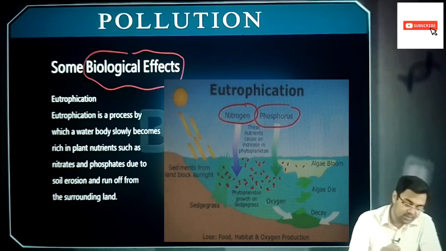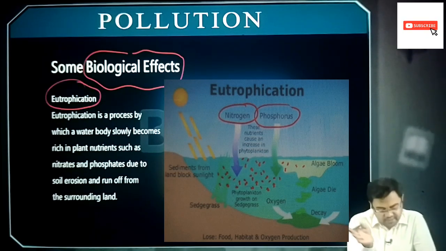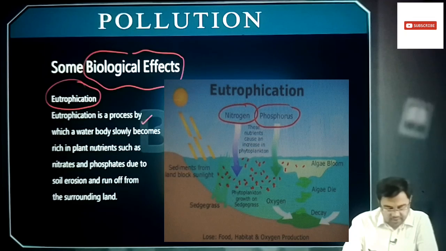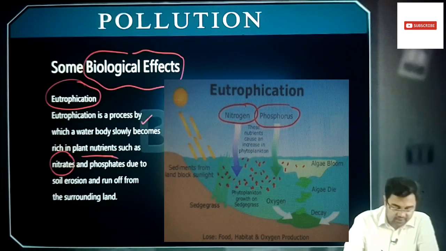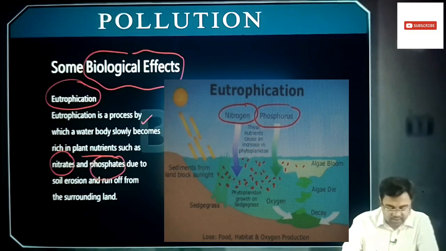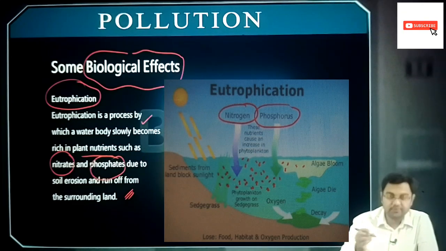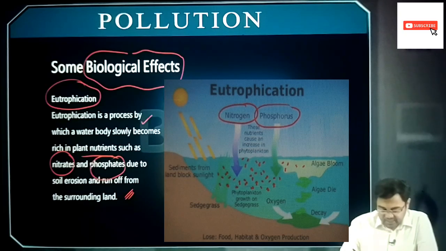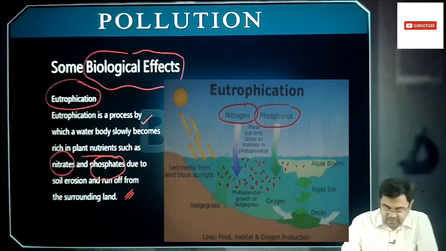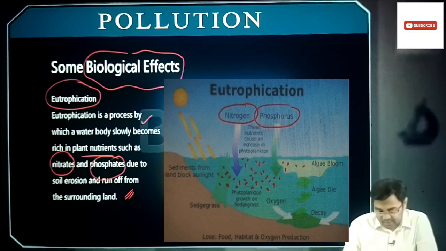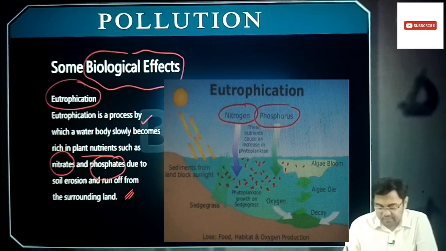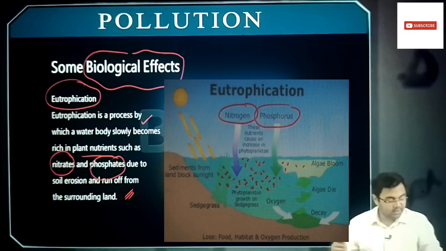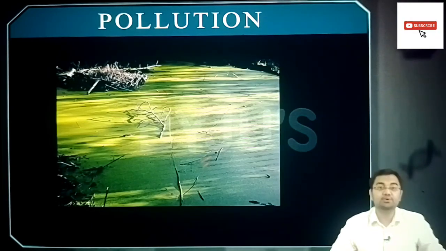First of it is eutrophication. Now eutrophication is the process by which a water body slowly becomes rich in plant nutrients such as nitrates and phosphates due to soil erosion and runoff from surrounding land. So if you have a look at this particular picture, the nitrogen and phosphorus related fertilizers are mixing with the water bodies, and apart from that, the sediments from the land block the sunlight, and over a period of time algal bloom will be seen, which will give this kind of appearance to the water body.